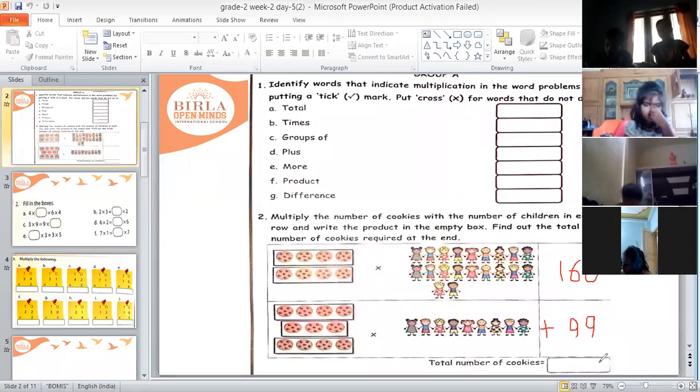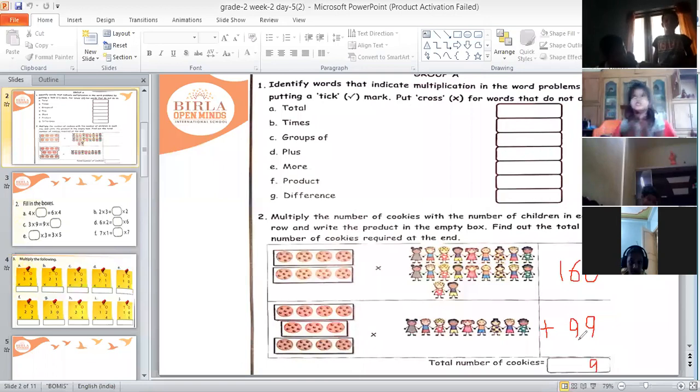Kartika, whenever you are adding 0 with any number, that number will not change. So now tell me, 0 plus 9, how much? 9. Yes. So we'll write here 9. One plus more 9 box is there.